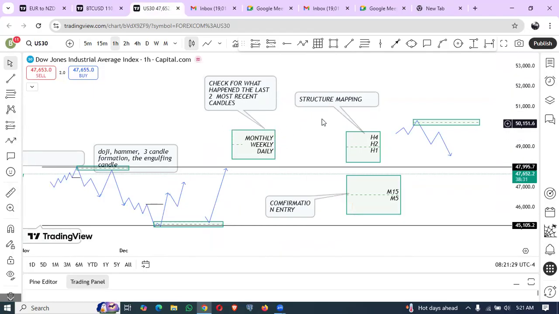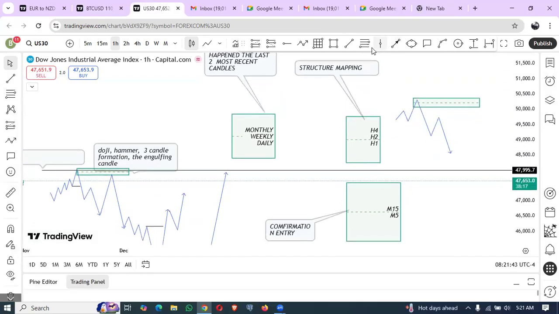Then once I'm done there, I switch to H4 to look for my structure. If it's not clear, I check H8. If it's not clear, I check H1. Then when I'm done, I map out my zones. Then once price comes back into my point of entry, I switch to these lower time frames to look for my confirmation.